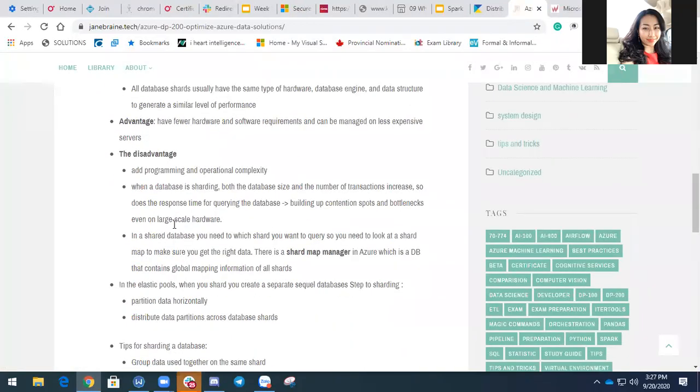Right? So the advantage, of course, you can see fewer hardware or software requirements. You don't need to have an expensive server, because as I mentioned, sharding mainly works with a distributed system. So you can have less expensive servers that work throughout a cluster, and these individual components of the cluster give strength to the whole system. So that's what I meant by less expensive server.